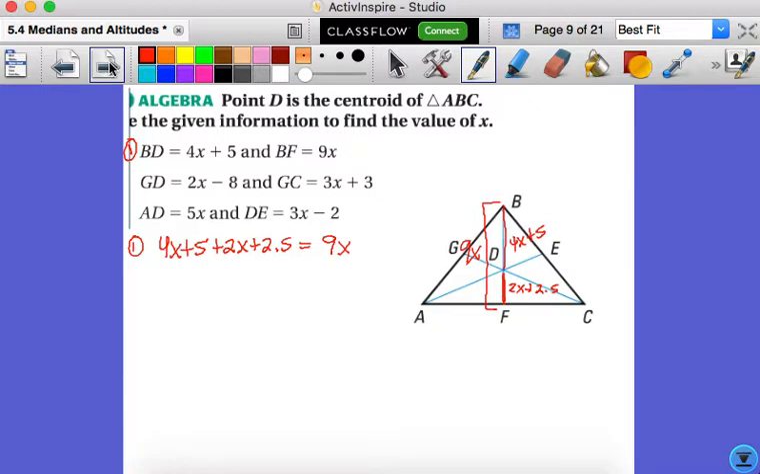I'm going to combine my like terms here, so I've got 6x plus 7.5. I'm going to subtract that 6x. So x is 2.5.